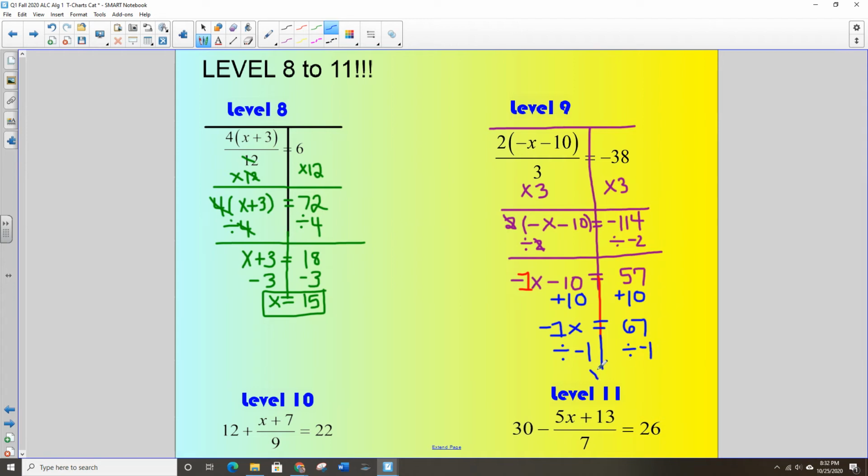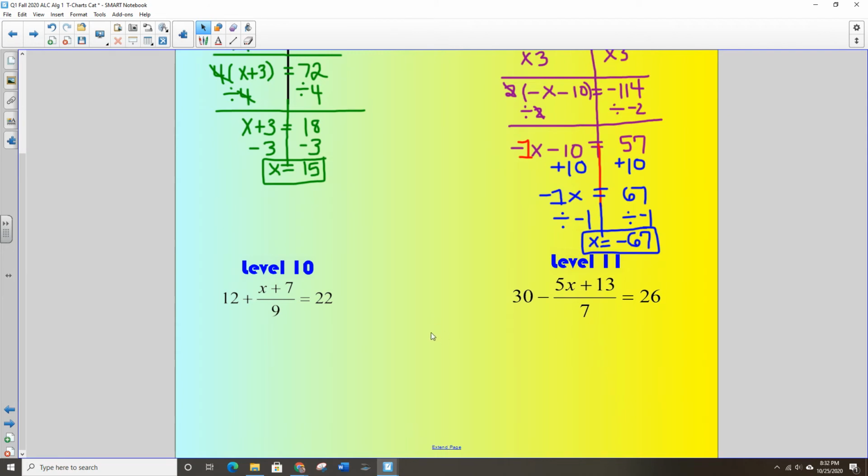So your final answer is negative 67. All right. So there's a reason these are level 9s. And when you're doing the practice sheet on this, they take longer. You don't have to do as many of them, but they're worth more too.